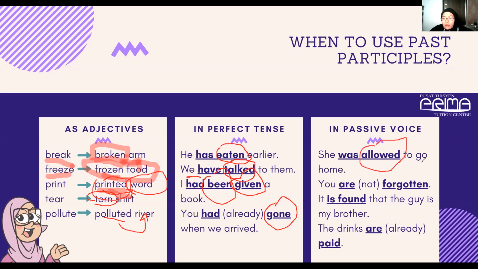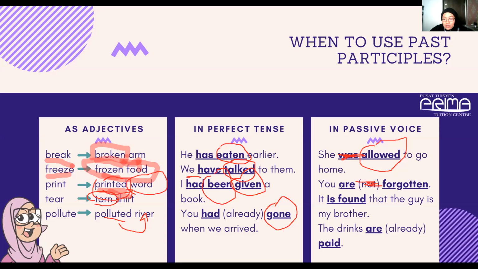Dia dibenarkan. Okay, if we say she allowed, she allowed means dia membenarkan atau telah membenarkan. In this sentence, it means she was allowed to go home. Dia dibenarkan pulang. Number two, you are not forgotten. Awak tidak dilupakan. So if we drop the word not here, you are forgotten. Awak dilupakan. Alright? So this is not past tense.